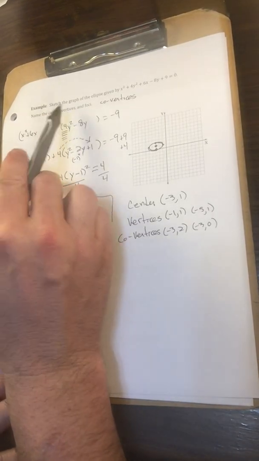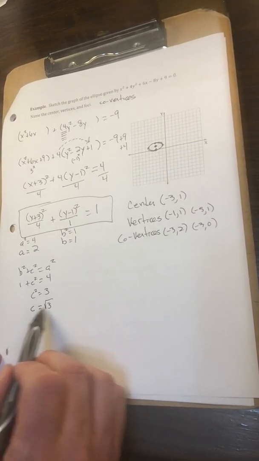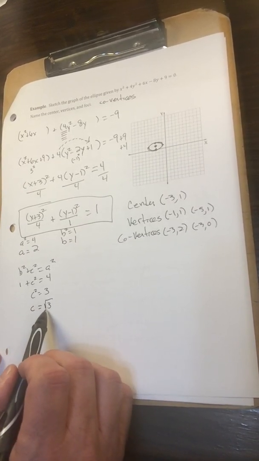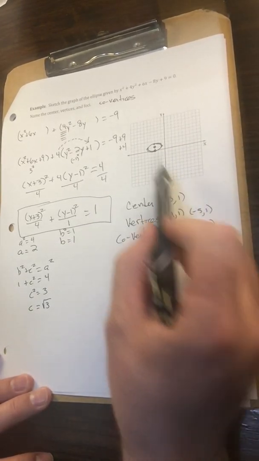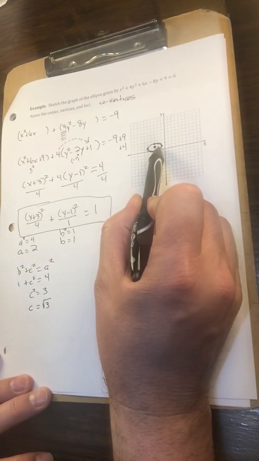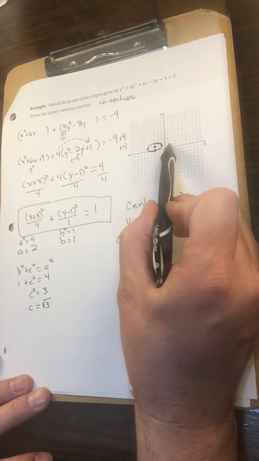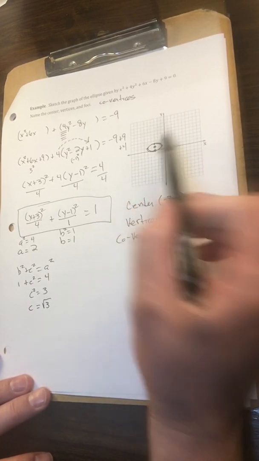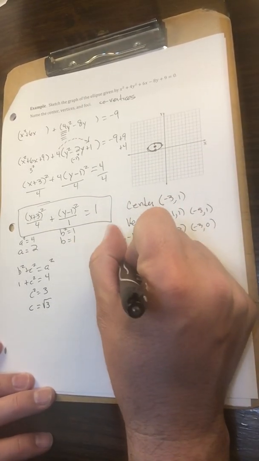Let's see, I found the center, I found the vertices, I found the co-vertices. Now I got to find the foci, which are square root of 3 units away from the center. Now pay attention to this, I'll go a little slower with this. I got to go to the point negative 3, 1, and I got to go to the right the square root of 3 and to the left the square root of 3. In an ellipse, it'll never be further than the vertex. B is always shorter than A, right?